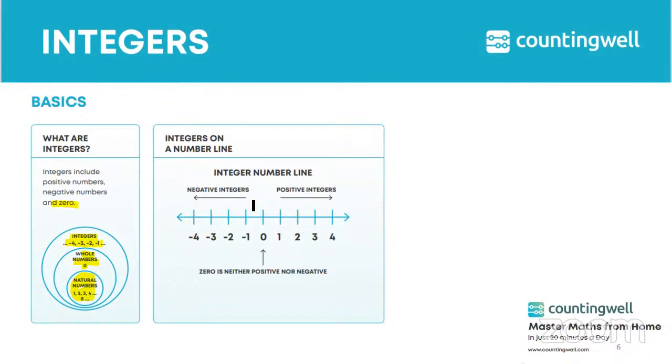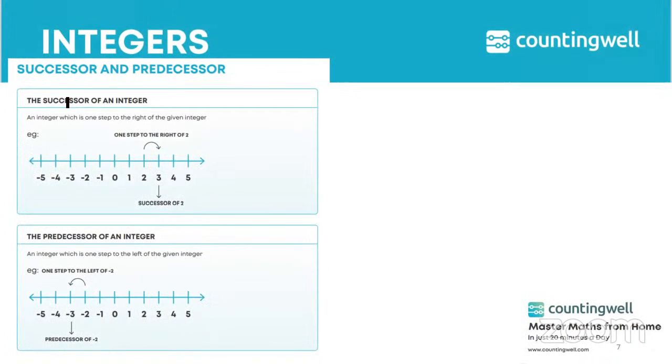So integers on the number line are represented like this. We have 0, which is neither positive nor negative, and to the right of 0 we have positive integers, to the left of 0 we have negative integers. Again, the successor of any integer is one step to the right of the given integer. So the successor of 2 will be one step right to it, which is 3. The successor of minus 2 will be minus 1, and so on. The predecessor of an integer is one step to the left of the given integer. So the predecessor of minus 2 is minus 3. The predecessor of 2 will be 1, of 1 will be 0, and so on. So you have to locate the predecessor to the left of the given number.